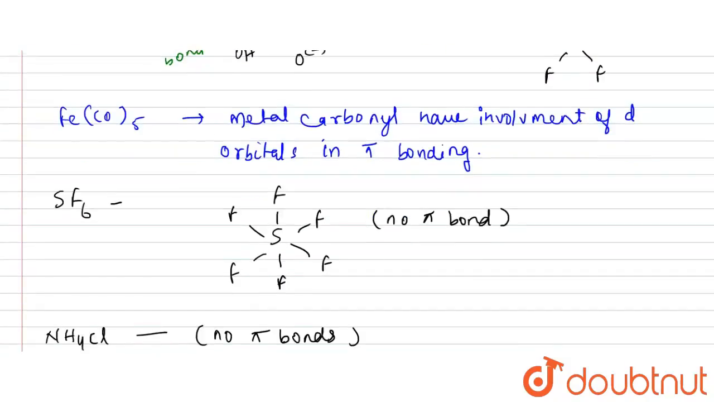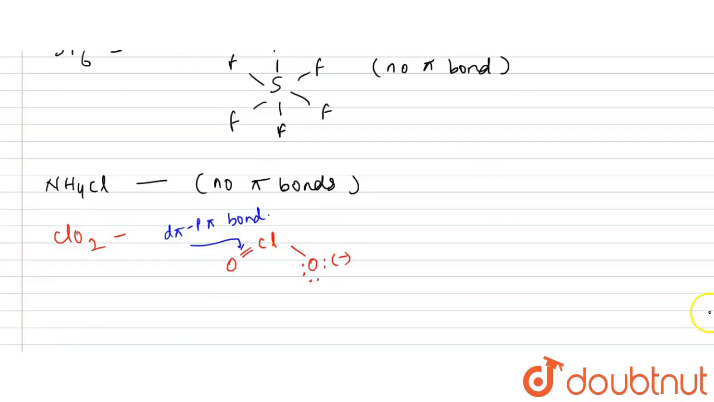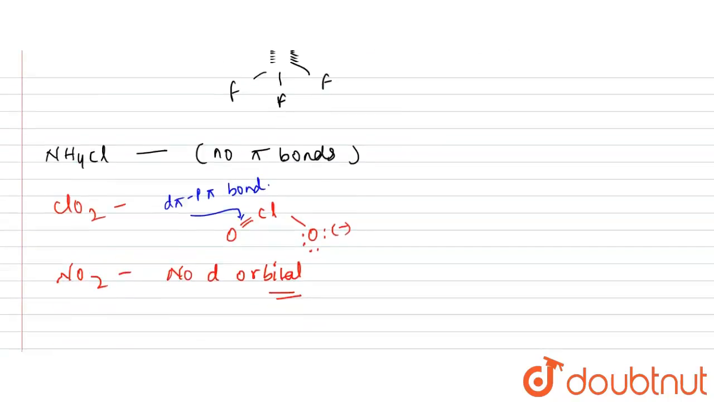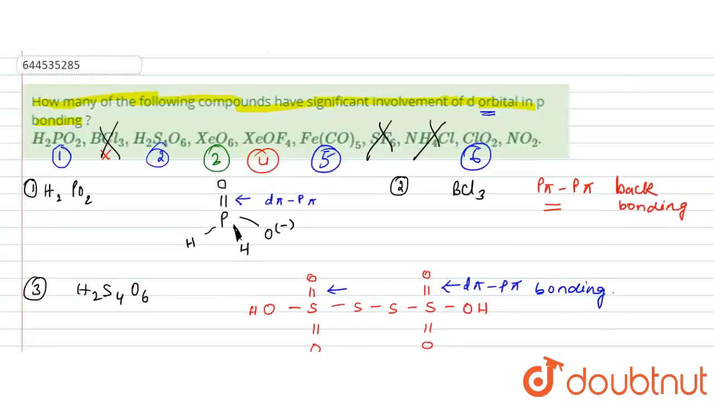And NO2. Let's see what about NO2. If we talk about NO2, it has no d orbital. If it does not have any d orbital, definitely the involvement in pi bonding will not be there. So finally you have how many? 1, 2, 3, 4, 5, 6. So these are the 6 compounds which will show it.